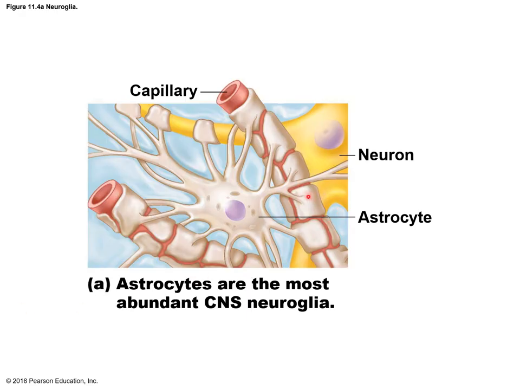And this is what it looks like, kind of the star-shaped. And you can see how it's attached. It's wrapped around. This red right here is the capillary. The yellow back here is the neuron. And so you can see how it is attached to both.